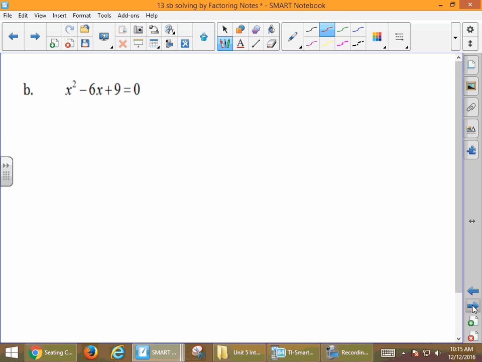Same thing. We need to solve this quadratic equation by factoring. Well, our A in this problem is 1. Our C in this problem is 9. 1 times 9 is 9. And the factors of 9 are 1 times 9 and 3 times 3. Well, will either of those combine to be 6? Simply? You even gave me the sign.